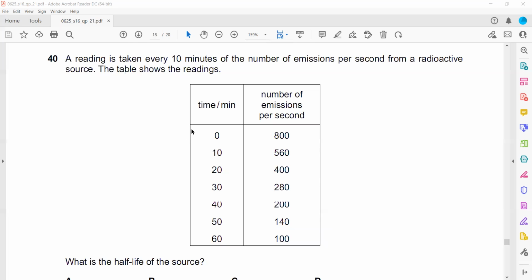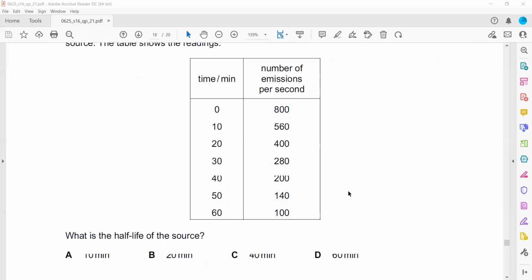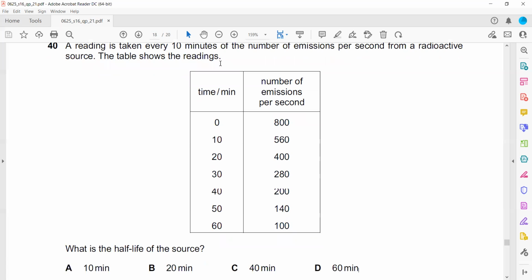Then a reading is taken every 10 minutes. So after every 10 minutes, we record the reading. The question is, what is the half-life? What is the meaning of half-life? Half-life means the time taken for half of the radioactive sample to decay. So if I take 800, half of 800 is 400. How much time does it take for 800 to become 400? It started at 0 and reached 400 at 20. So it is 20 minutes. So B is the half-life.